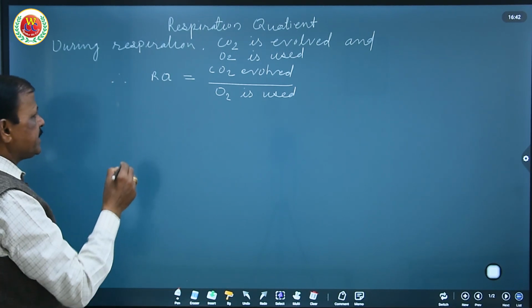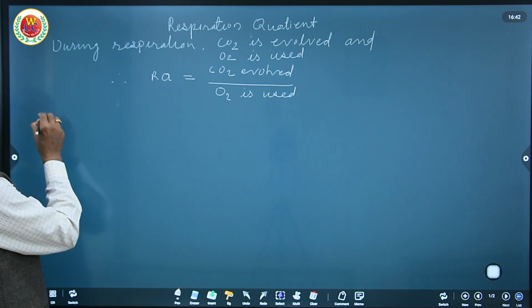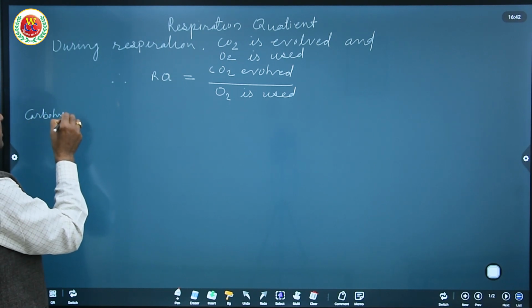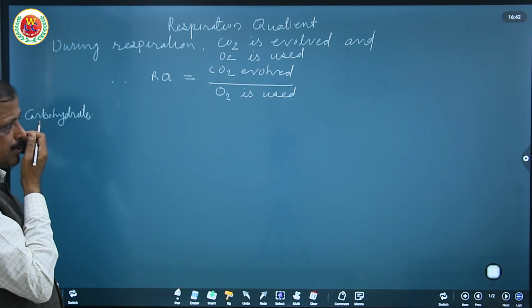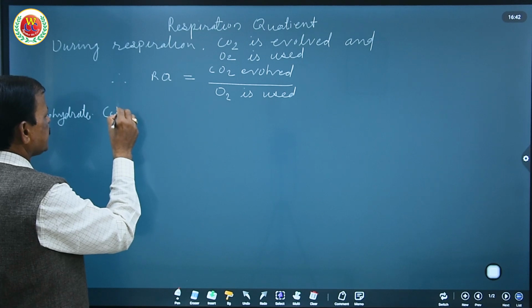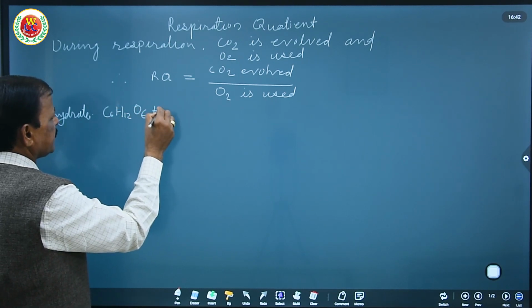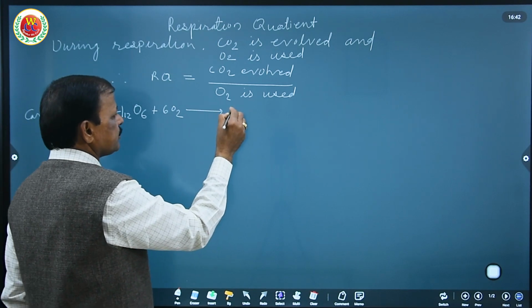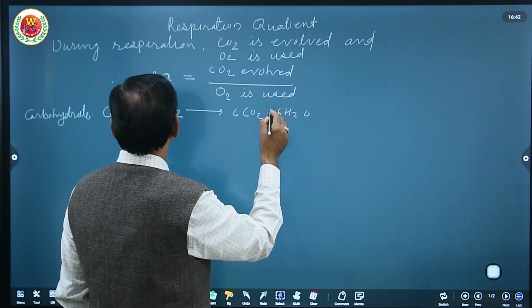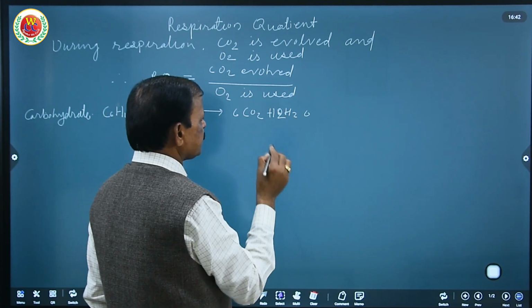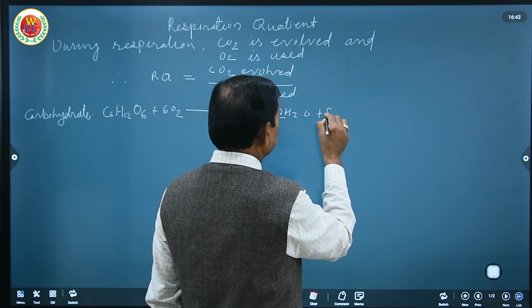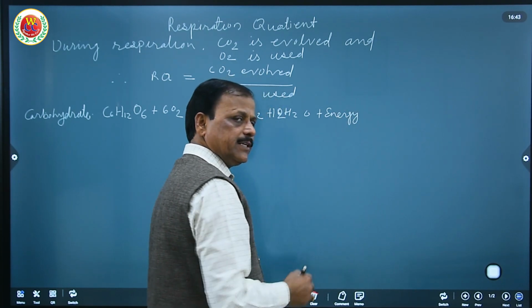To calculate this, we should have knowledge about the equation for each substrate. Suppose for carbohydrate, to find the respiratory quotient of carbohydrate, we should know the equation. What is the equation? C6H12O6 requires 6 oxygen molecules to break into 6 CO2 plus 12 H2O, plus energy.